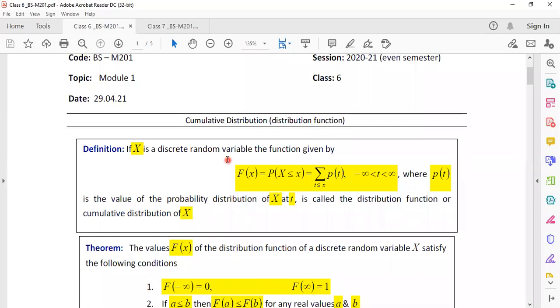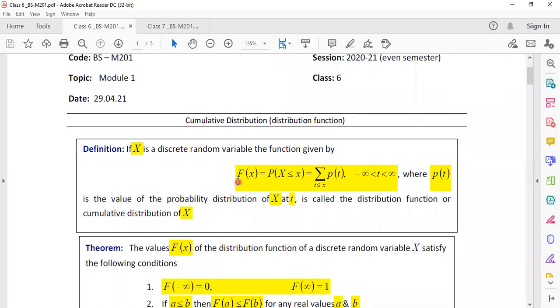Now, you already know that for a discrete random variable, its corresponding probabilities are calculated. If we make a chart, that chart is called a discrete probability distribution, and the probabilities associated with the discrete case are called the probability mass function. So we have assumed one such discrete random variable, denoted by capital X, and the distribution function is defined in the following way. We are denoting the distribution function by capital F.